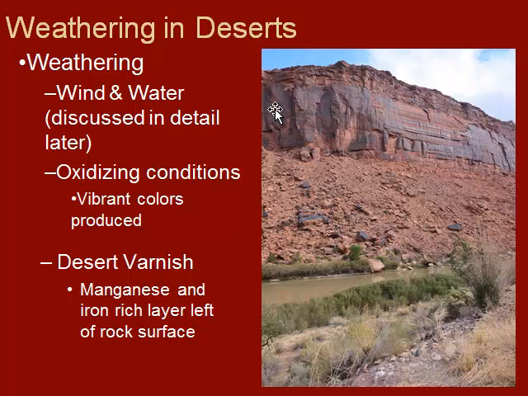And then what you also see is what's called desert varnish, and that's what this black color is on the rocks that you see here, and this is in Utah along the Green River, you can see in the foreground. And basically what happens is that manganese and iron that are in the environment, in the rocks, maybe blowing in the wind, are left on the rock surface. So you see this kind of crust that exists.